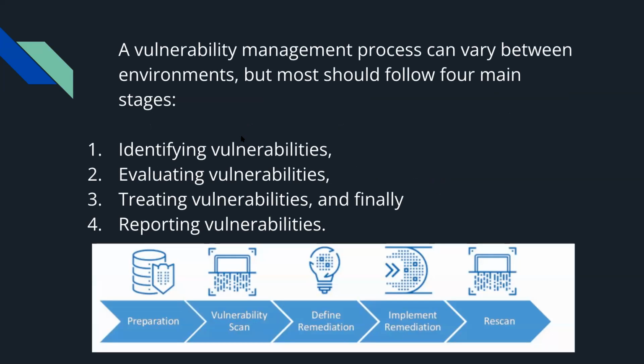As I said, the process involves many steps, and each organization has its own way of handling the vulnerabilities, but mostly they follow 4 main stages. The only difference would be how they are implementing these 4 stages. So let's see what those are. The first one is identifying vulnerabilities, and the second one is evaluating the found vulnerabilities and treating them, and finally reporting the vulnerabilities. So these are the major 4 steps that one has to consider in their management process of vulnerabilities.